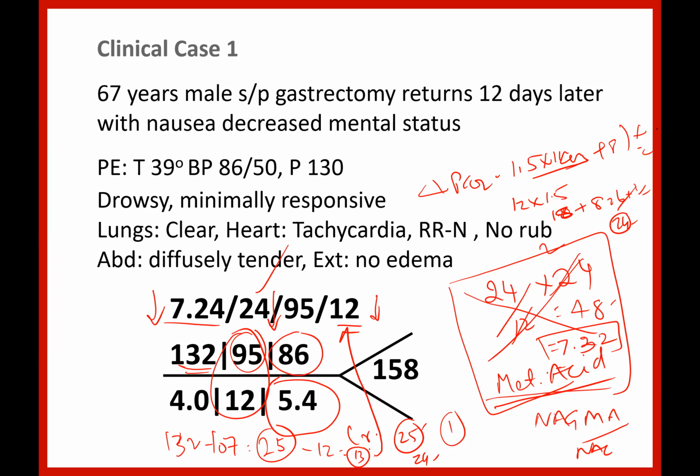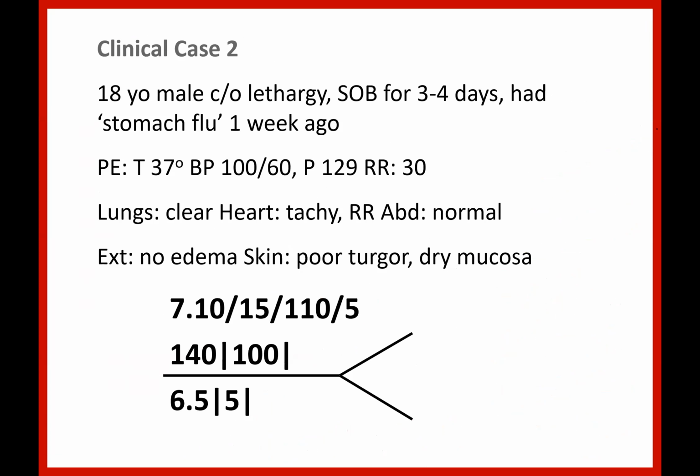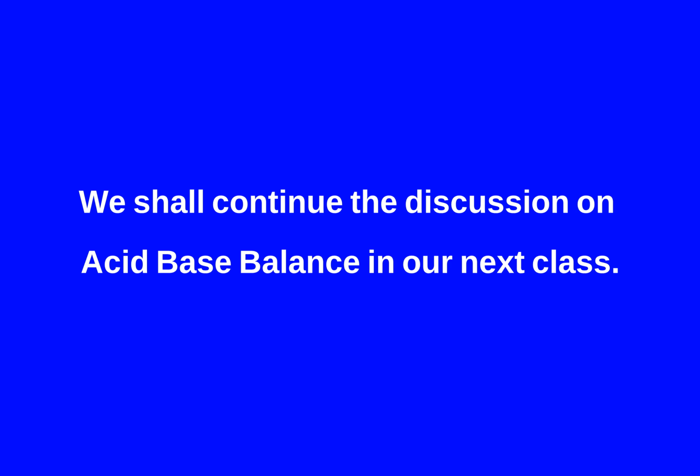What is the history like? He had gastrectomy, and after that he came back with renal failure. So that is the cause here, because this is how you work out. Anyway, this I have worked out. I'll give you one more example. Case 2, you take this and work it out.